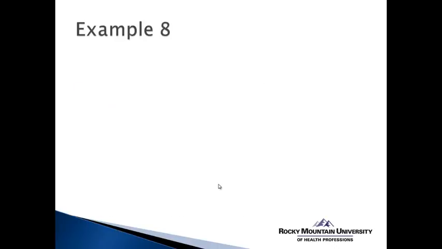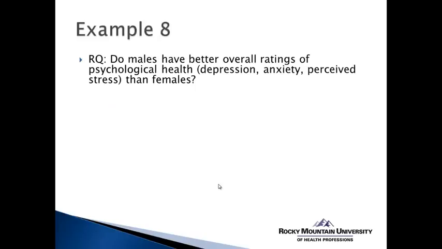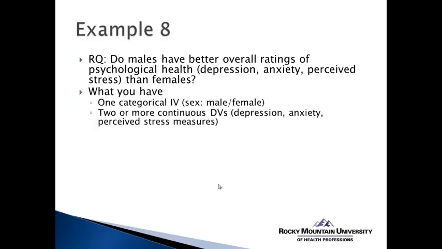Now our last example might be: do males have better overall ratings of psychological health, such as levels of depression, anxiety, and perceived stress, than females? So what do we have here as far as variables? We have one categorical independent variable, in this case gender or sex, male versus female. But now we have two or more continuous outcome variables. So we're going to measure depression and anxiety and stress levels.